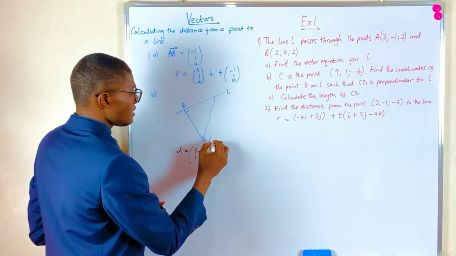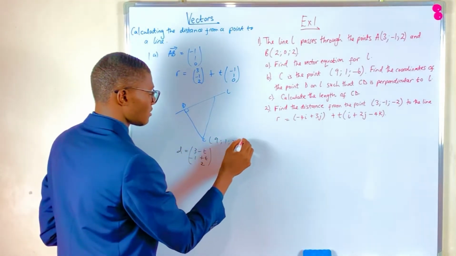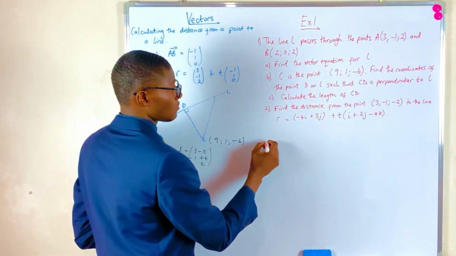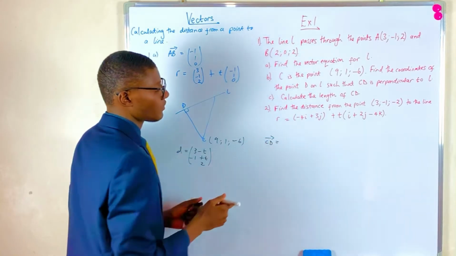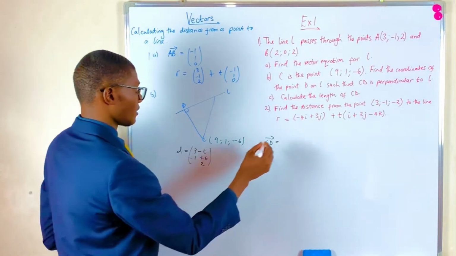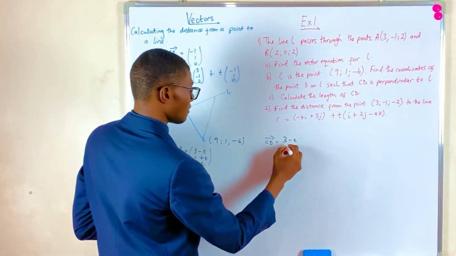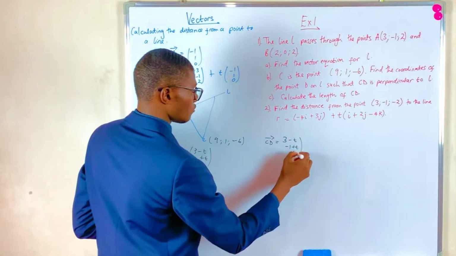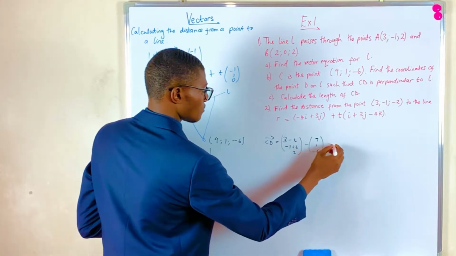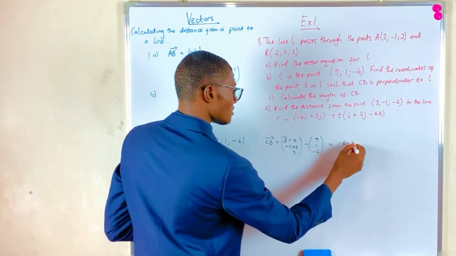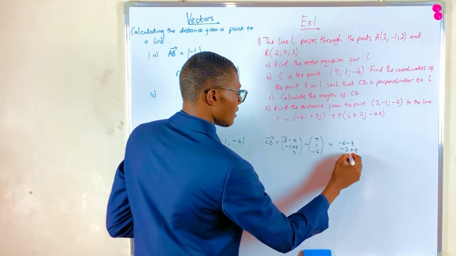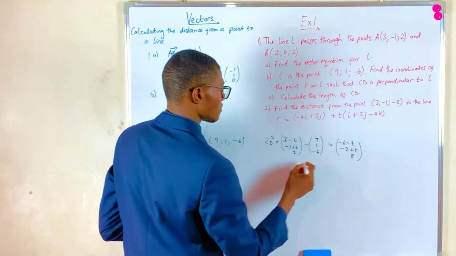And then we know that C is 9, 1, minus 6. So in actual fact, we can calculate CD. CD will be equal to D minus C. So we're saying 3 minus T, minus 1 plus T, then 2, and we're subtracting 9, 1, minus 6. This will give us minus 6 minus T, and minus 2 plus T, then 8. So this is our CD.